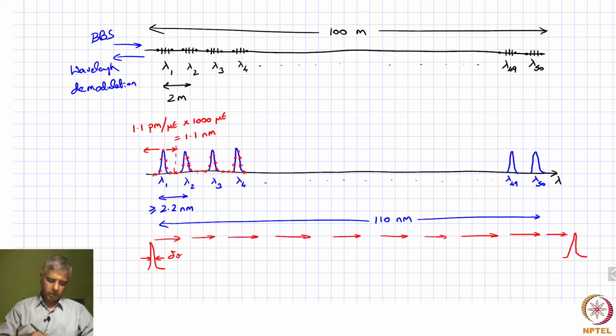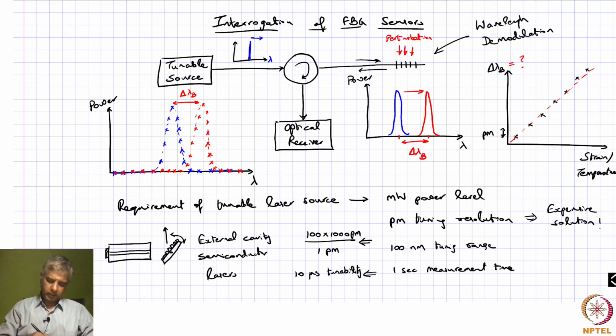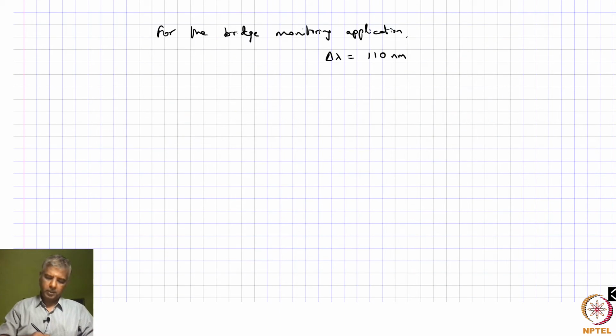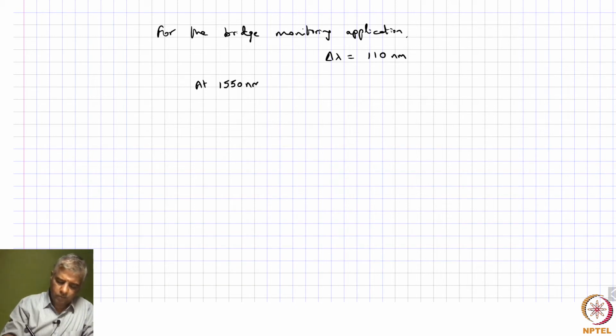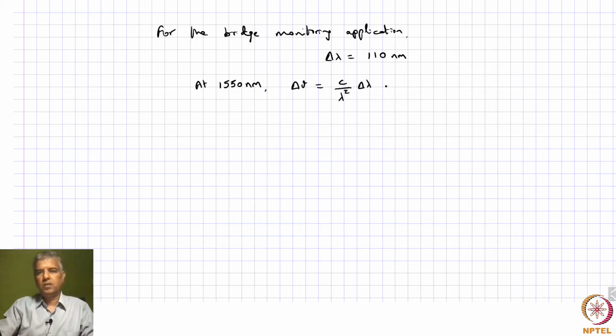So, you need to have only one peak within that entire spectrum, and that means the free spectral range has to be now 110 nanometers. Now, we know at, let us say, a measurement wavelength of 1550 nanometer, the corresponding delta nu equals C over lambda square delta lambda, okay.